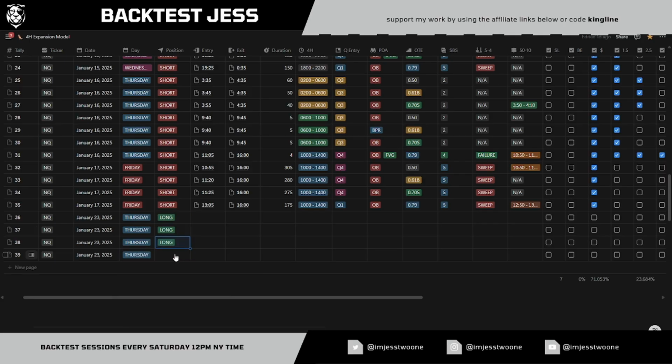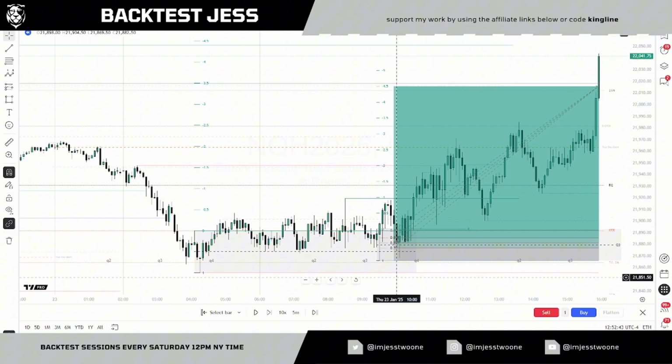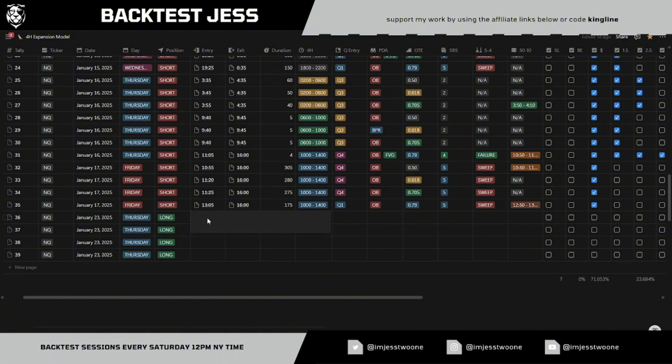This is the tedious part of backtesting, so again, you guys are just watching me click through this, and I apologize. This part is pretty boring for you all. 9:55, all within a macro. Beautiful, absolute chef's kiss, this trade.